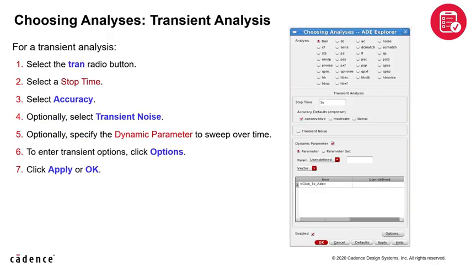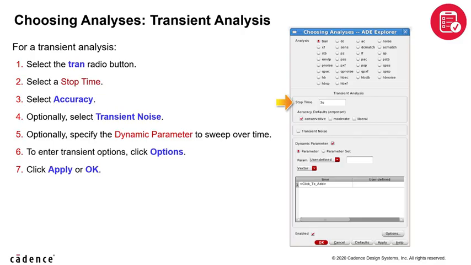Here we look at setting up the transient analysis. You can do that by checking the Tran button that modifies the form, and the transient analysis options are displayed. Transient analysis needs a stop time to be specified. You can specify your stop time for your run in the field provided here.